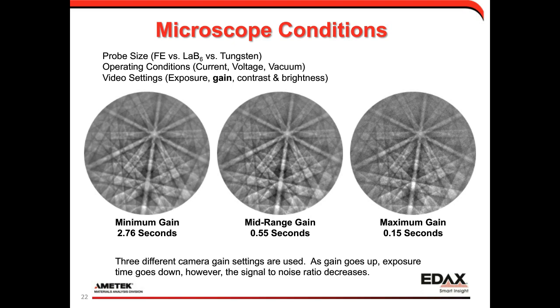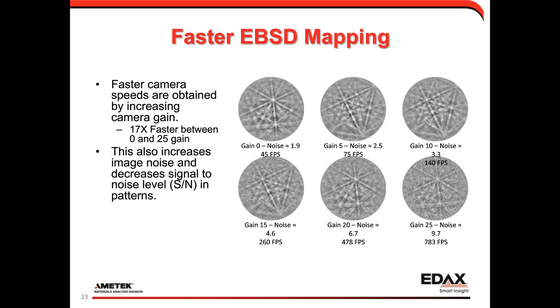So this right here is an example of starting to play with this gain to look at what I'm looking at. Here again, we can see this huge difference in our frames per second based on our gain. Here we have a nice pattern with zero gain, a signal to noise ratio of 1.9, and a nice clean pattern, but I'm running about 45 frames per second. If I was taking a large map, this would take a while.